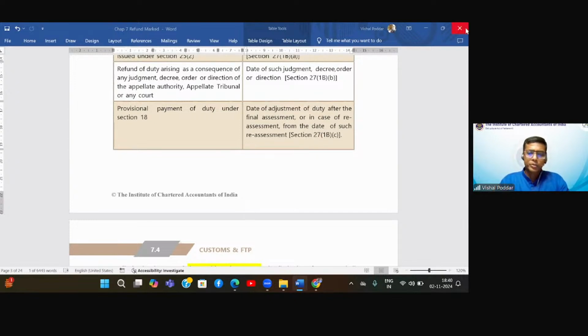Ginny, beta, see, exemptions, as I was explaining, are of two types, and this is now common with customs and GST, so you can understand it from both perspectives. One is a general exemption, one is a special or specific exemption. What is a general exemption?